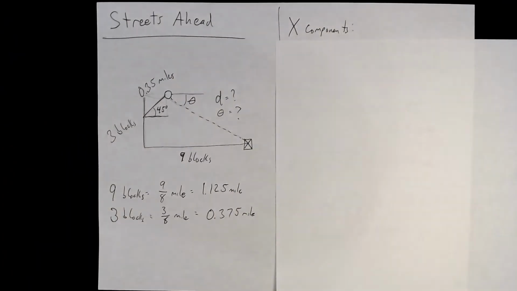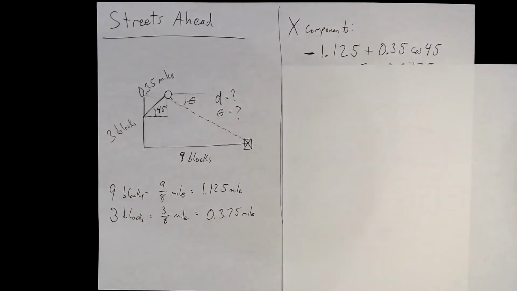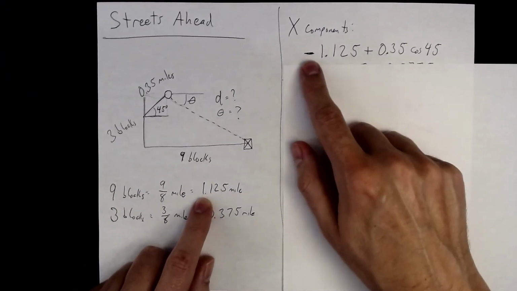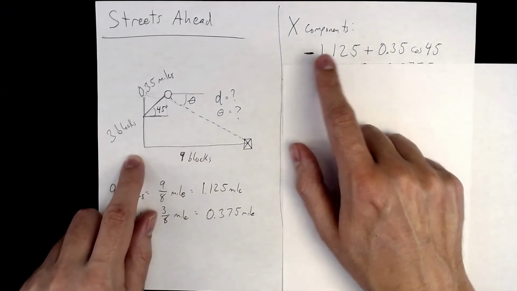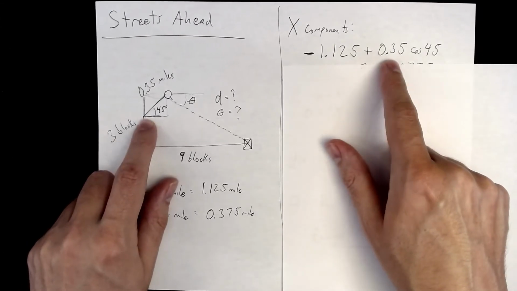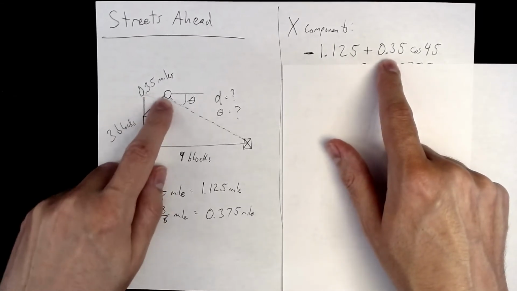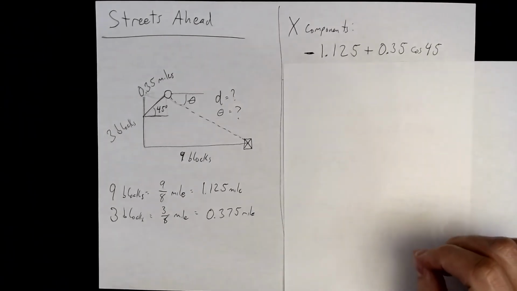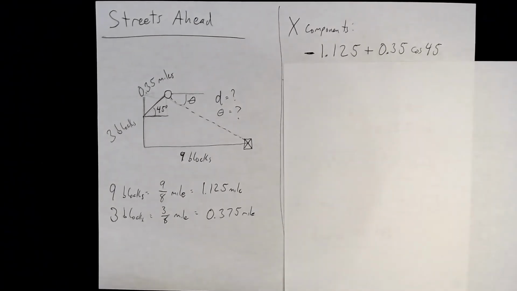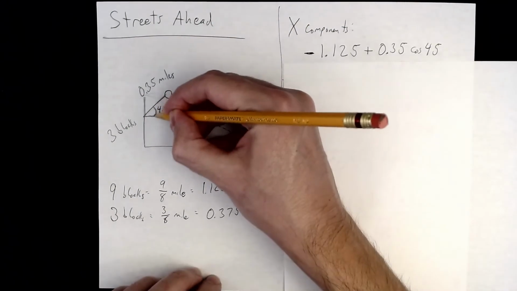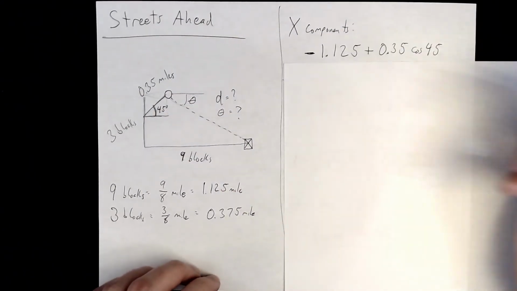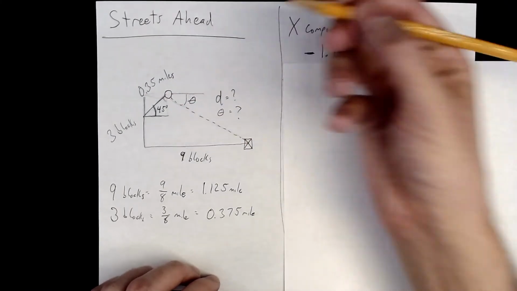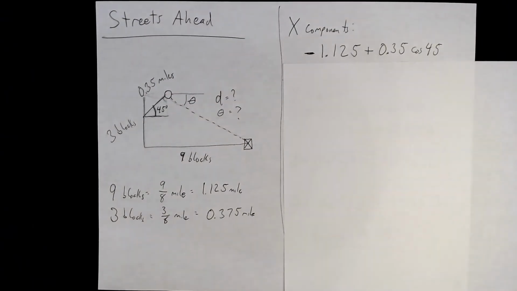So to look at the x components, I can take the 9 blocks, which is 1.125 miles. I'll make it negative because it's going west, plus 0.35, which is the length of that vector, times the cosine of 45. X component generally is going to be the cosine as long as you're measuring the angle like this. If you're measuring some other part, then it wouldn't quite work out right.